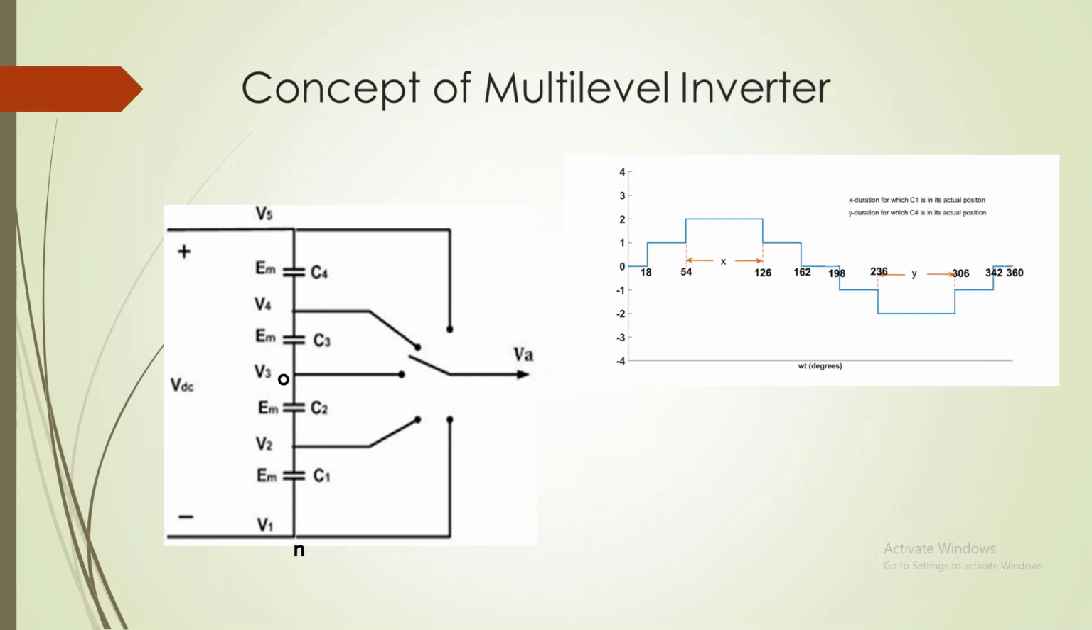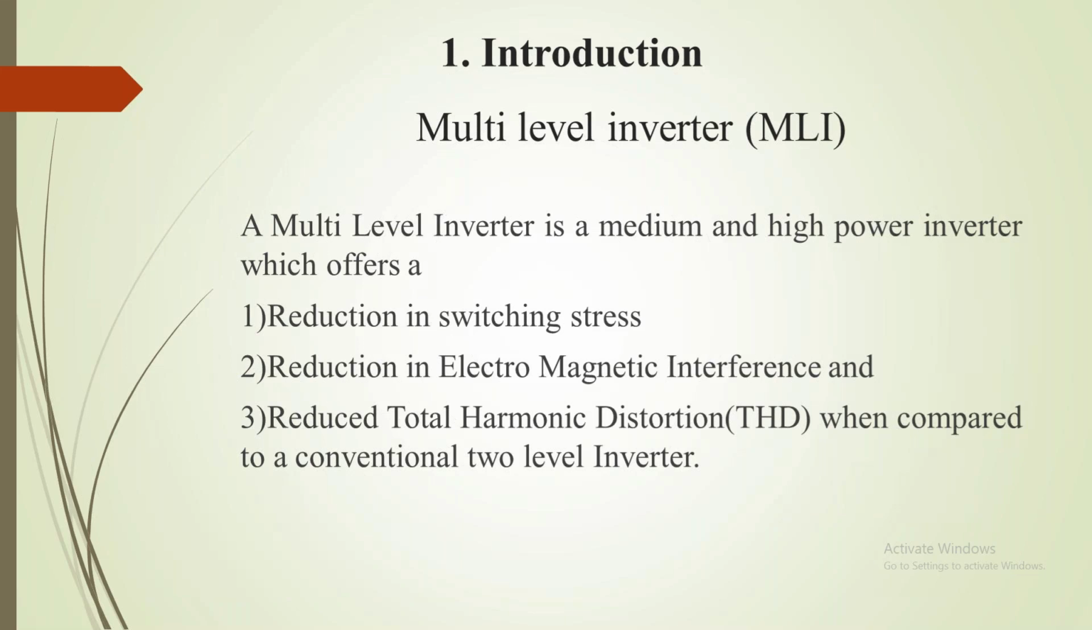Then, the advantages of multi-level inverter. Multi-level inverters are going to reduce the switching stress. They are going to reduce the electromagnetic interference. And they are going to reduce the total harmonic distortion when compared to the conventional two-level inverters. As I've told you, the output is realized as more number of steps. We have seen in the state vector diagram that there are more number of possibilities if I go for multi-level inverters. As more switching states are there, I'll be getting reduced total harmonic distortion, right? So these are the advantages of going for multi-level inverters.